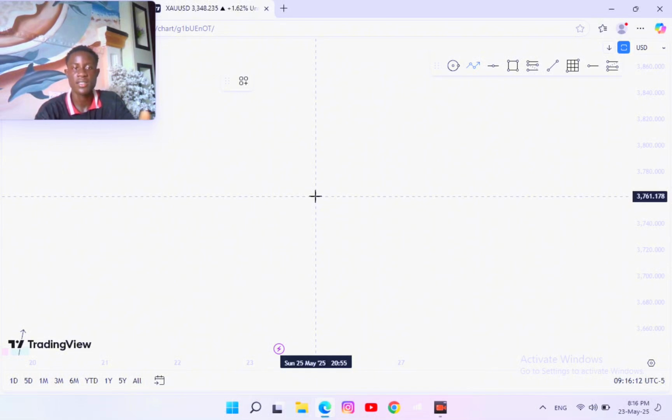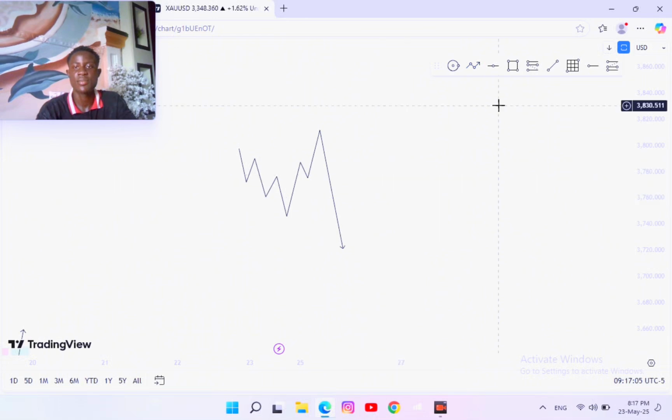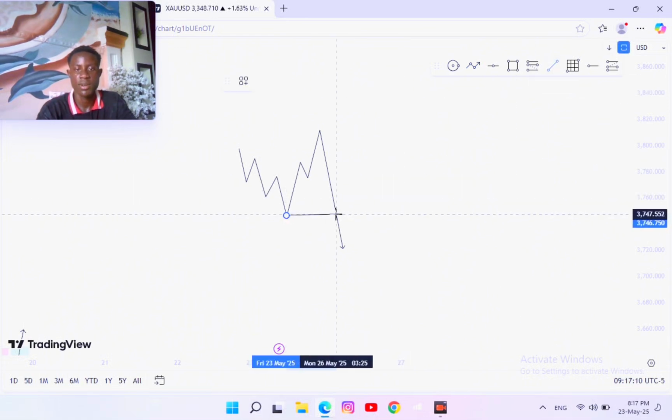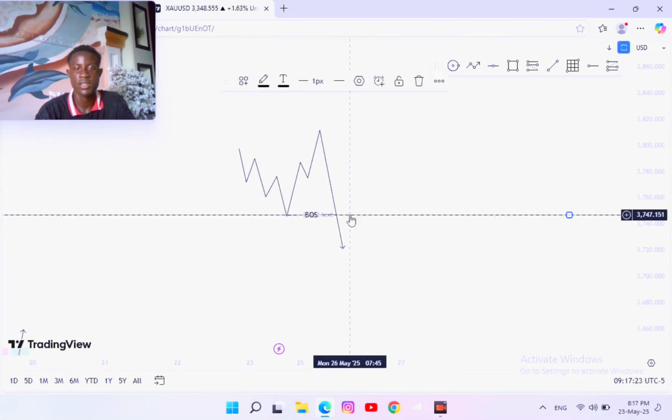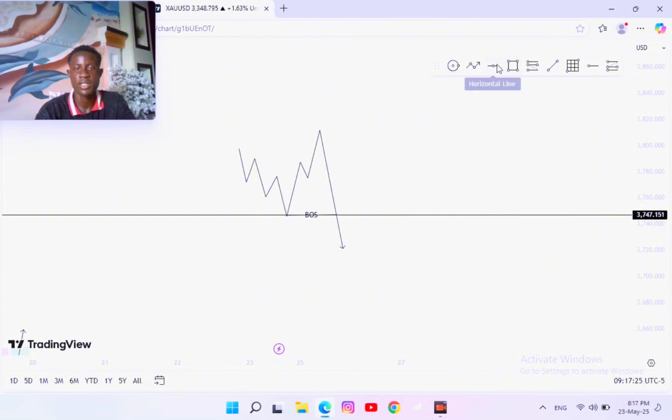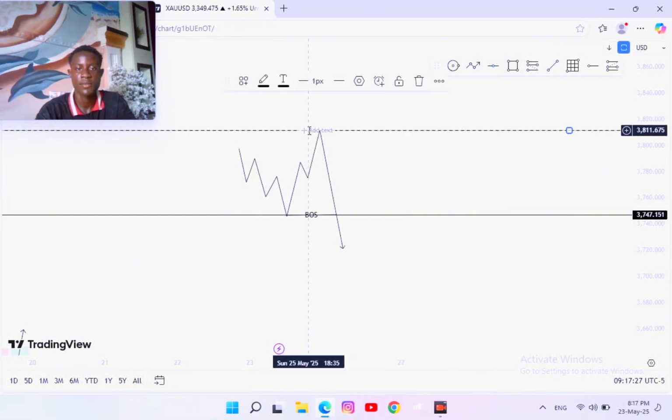So if the market is bearish, this is simply what I watch out for. This is what I mark out as my valid break of structure right here. Then the next thing I do is look for the key levels. So where is the key level? Like I said, this should be on the higher time frame. The key level is going to be here, and the other key level is going to be here.